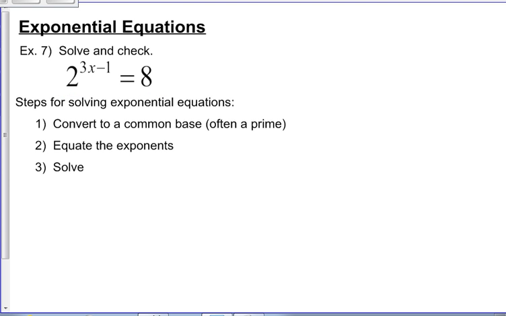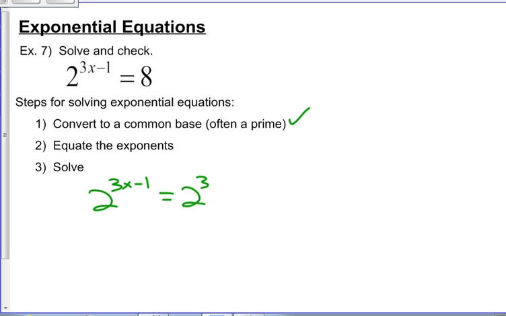So we'll do kind of step 1 here. 2 to the 3x minus 1. I can express 8 as 2 to the power of something. 8 is 2 to the 3rd. Great. So I've done this. Often we have a prime. It's not necessary, though. Okay, now let's think about this.